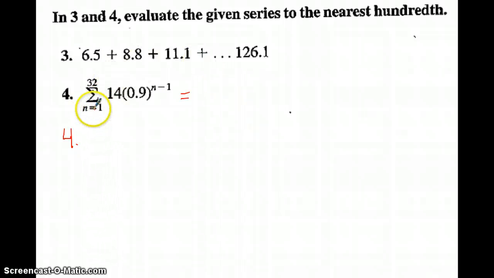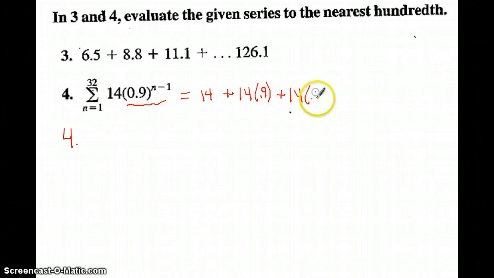The first term happens when I put n in as 1, so that would be 14 times 0.9 to the 0 power, which by itself would be 1 here, so that's just 14. And then it's a summation, so then I'm going to add the next term, which is going to happen when I put in 2 for this. 14 times 0.9 to the first power looks like this. Whoa, it's a 9.